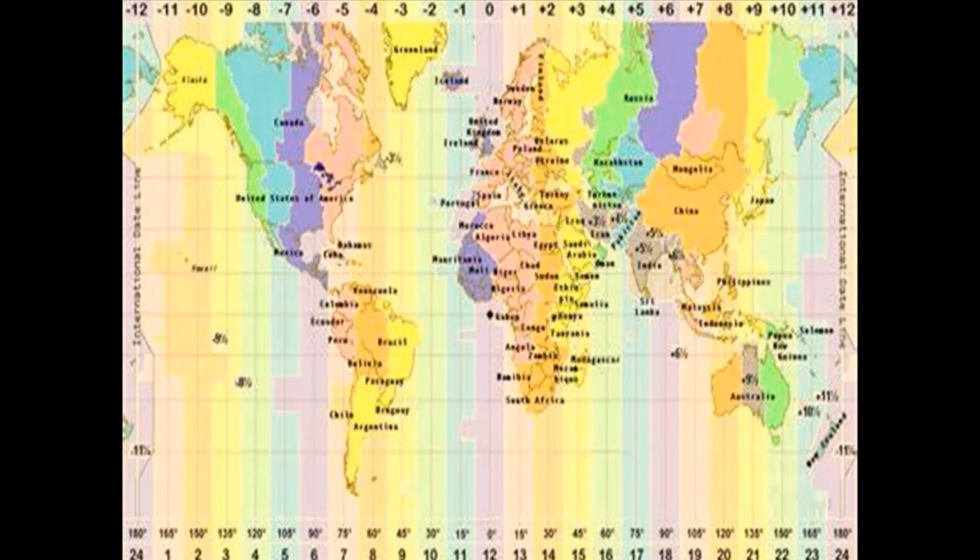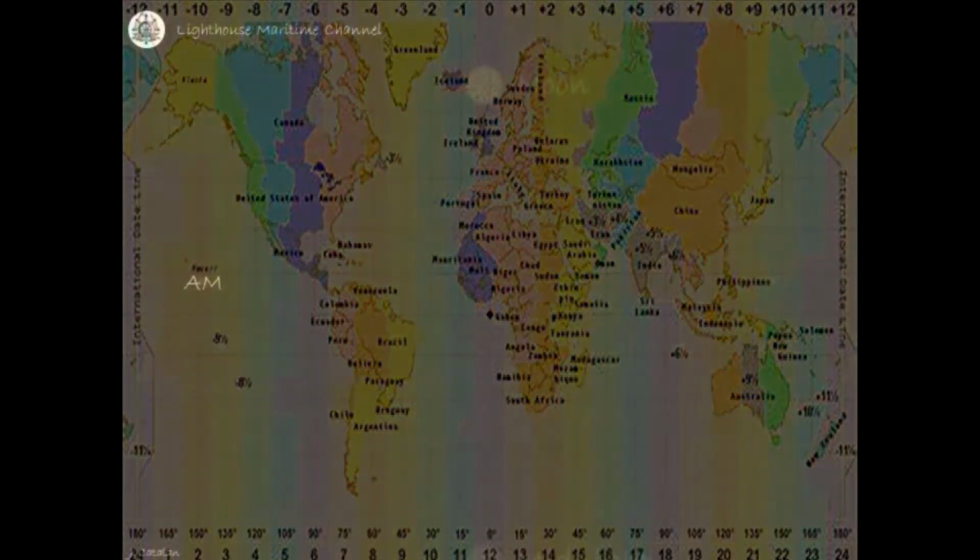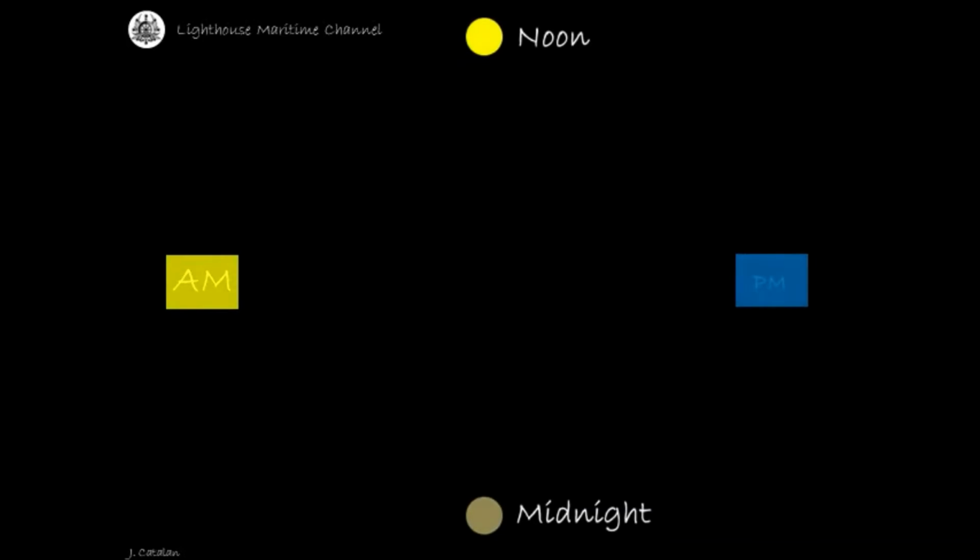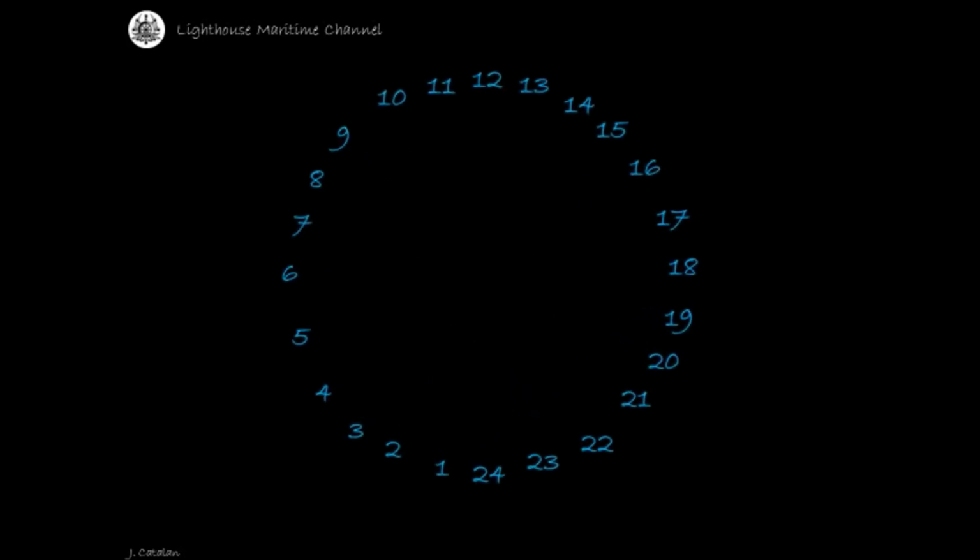For ordinary purposes in daily life or for those who work inland, the day is divided into two 12-hour intervals, referred to as AM, from midnight to noon, and PM, from noon to midnight. In the 24-hour system, the time is expressed in four figures, the first two representing the hour and the last two the minutes.